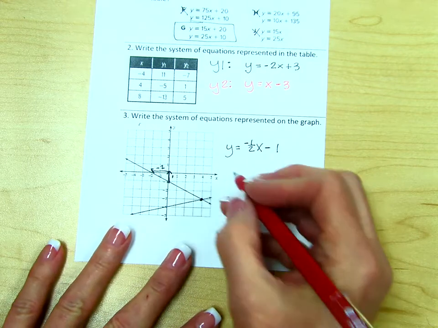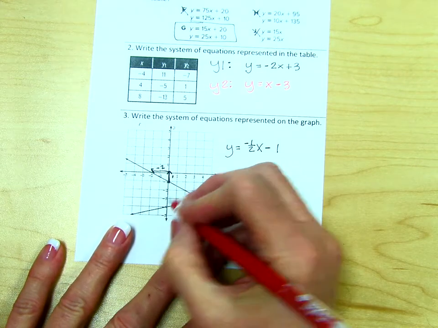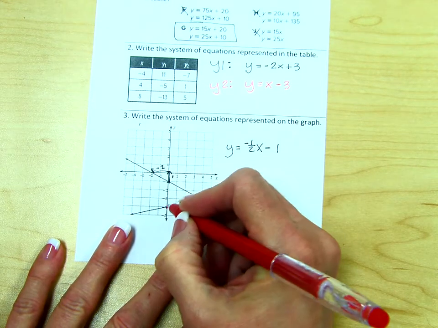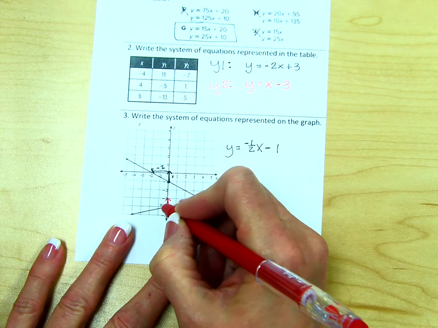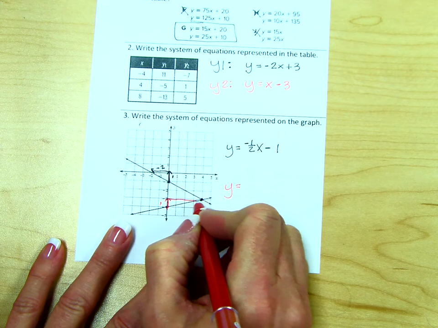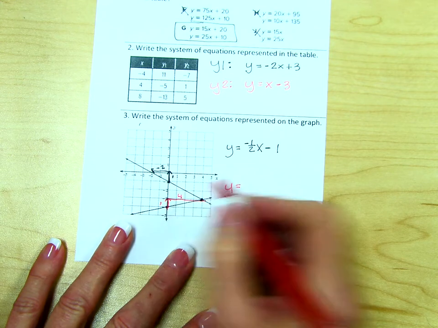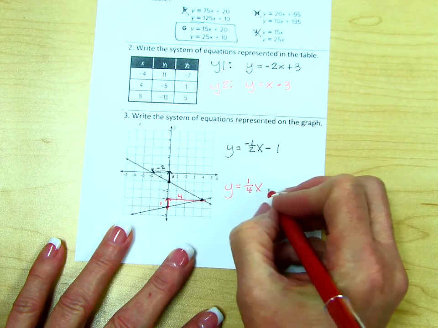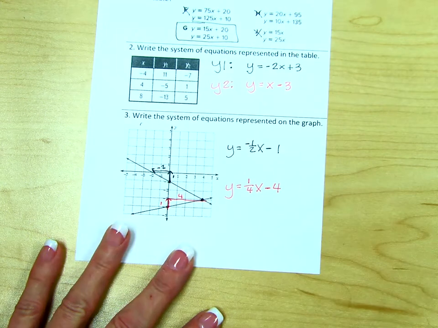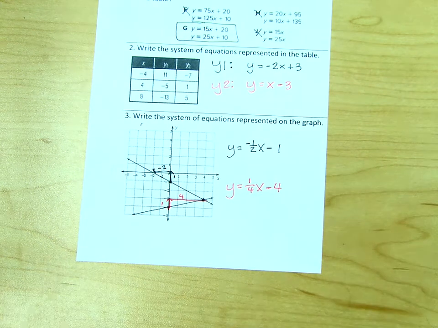For the second equation, I'm going to do the same thing. I'm going to look at the y-intercept, and from there to get to the next point on the line, I'm going to go up 1. And then for this one, I will be going to the right 4. So I have a slope of positive 1/4 and a y-intercept of negative 4. So this is my system of equations.